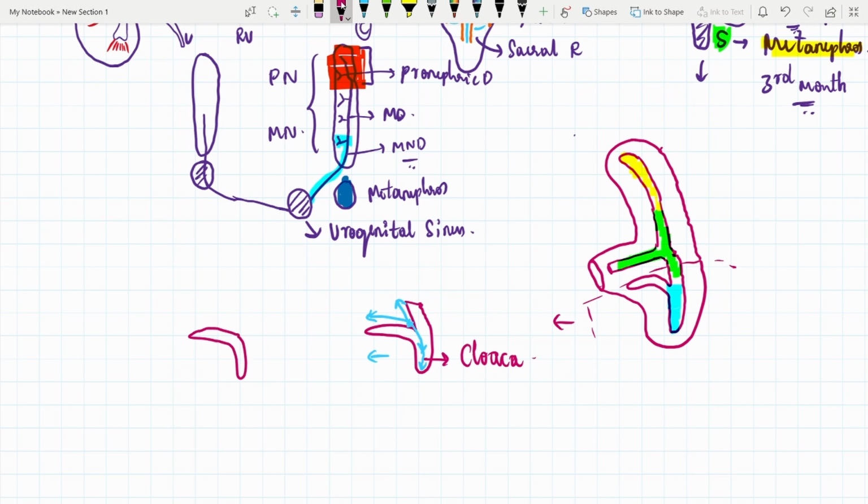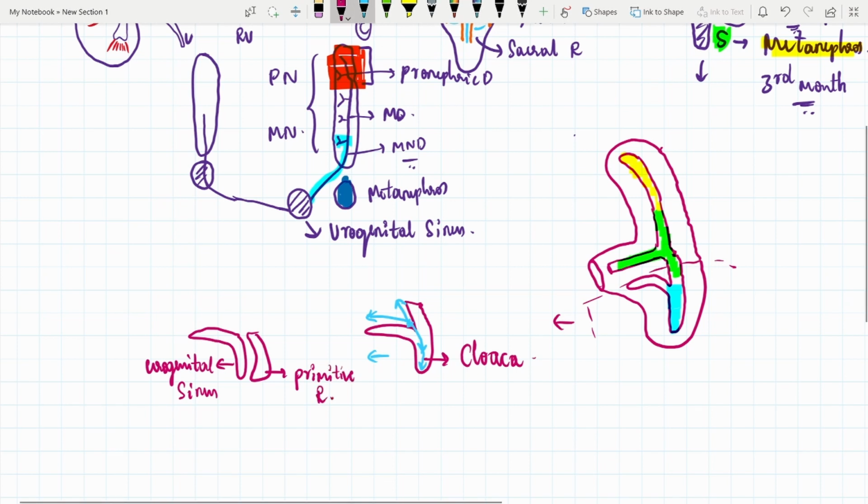The front part is urogenital sinus, and the dorsal part, this part, is primitive rectum, right? And this is the intermediate septum, which is called urorectal septum. Urorectal, name itself tells everything.